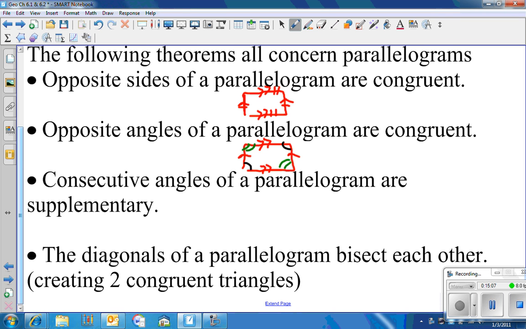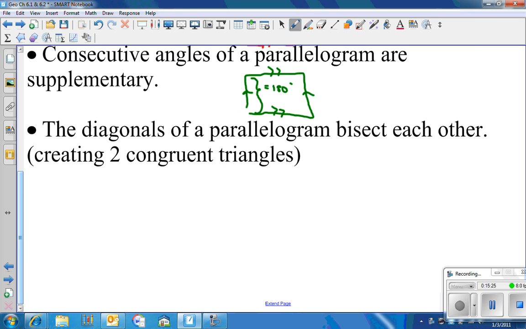All right, consecutive angles of a parallelogram are supplementary. So that means that they're not congruent, but these two angles added together equal 180 degrees. All right, and the diagonals of a parallelogram bisect each other. Excuse me, bisect each other, cutting them in half.